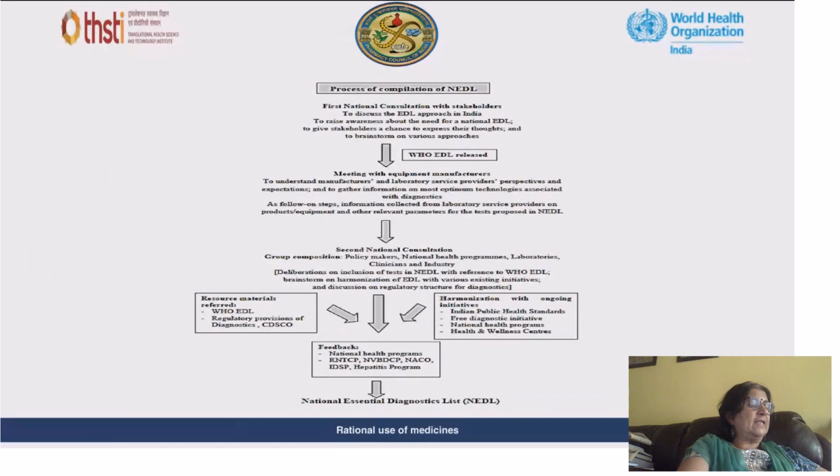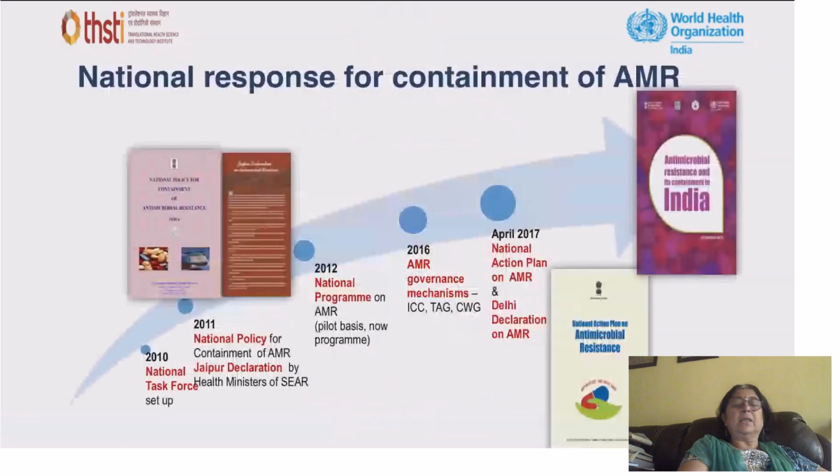A comprehensive list of standard resources on regulatory provisions from the country and the WHO EDL was also referred to, along with ongoing harmonization initiatives. Based on the feedback from the national health programs and all other consultations, the draft National Essential Diagnostics List was put up for comments in December 2018 for approximately a month.